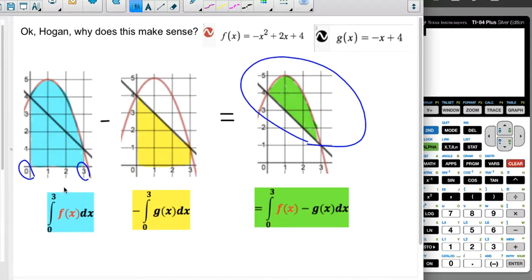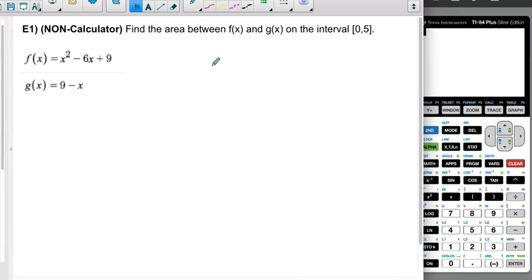It wouldn't be wrong to do it like this, where you integrate this whole thing, get a number, integrate this whole thing, get a number, and then subtract them. That's fine. It's just a little bit easier to recognize that you can do a single integral. So non-calculator, let's find the area between the two curves on the interval from 0 to 5.